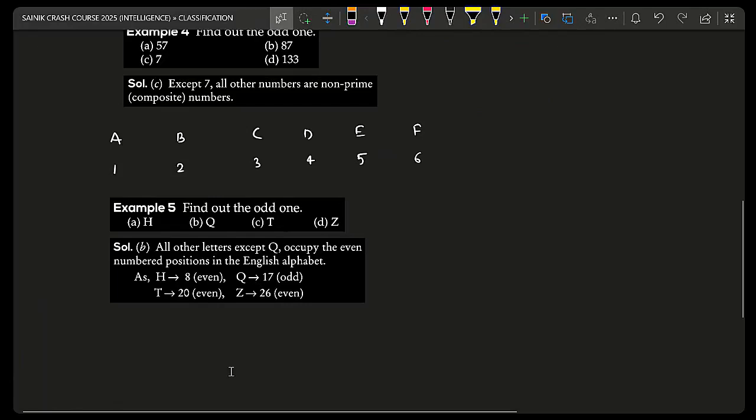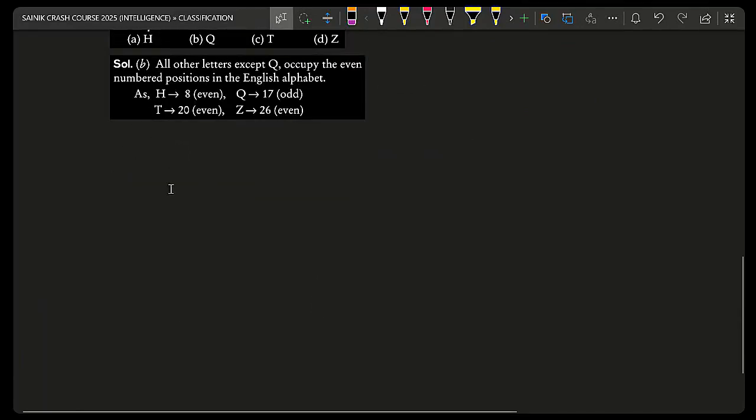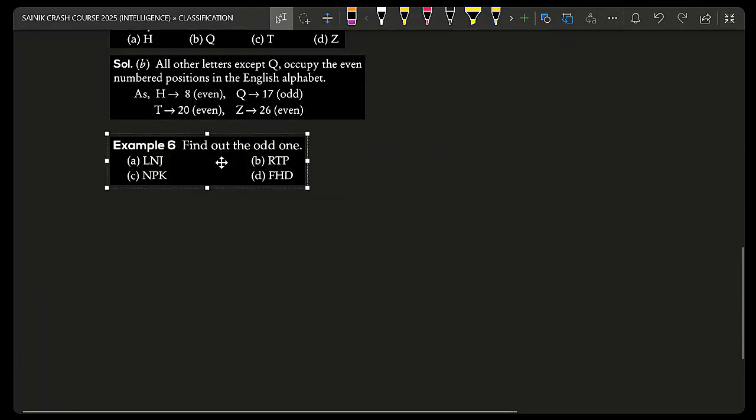H, the corresponding number is 8 even. T, the corresponding number is 20 even. Z, the corresponding number is 26 even. Q is the only one which is having odd position, that is 17. So all of you try one more question based on letter classification. All of you try this. Next question, example number 6. Find out the odd one. L, N, J, R, T, P, N, P, K, F, H, D.